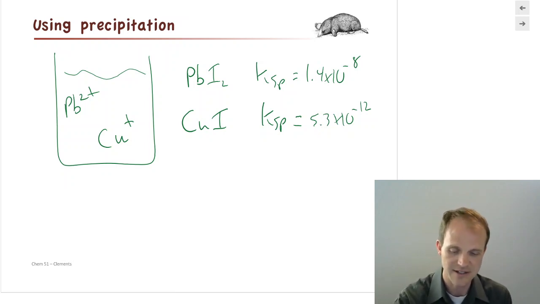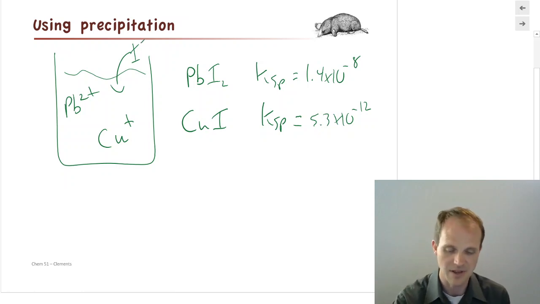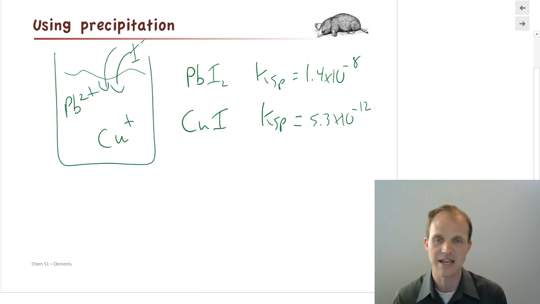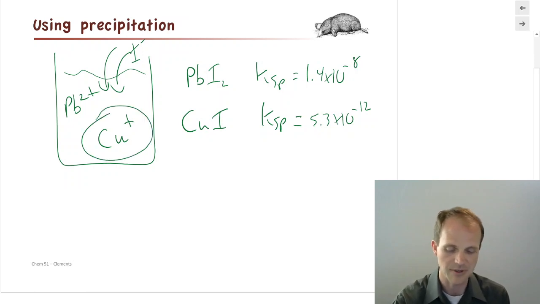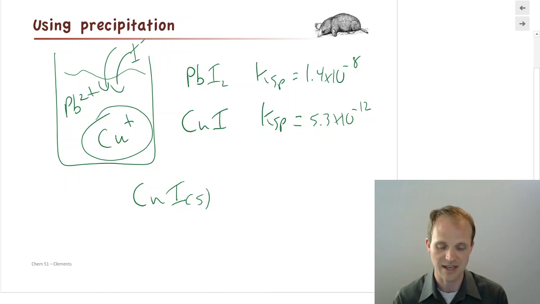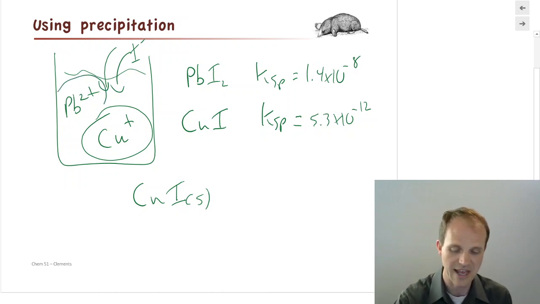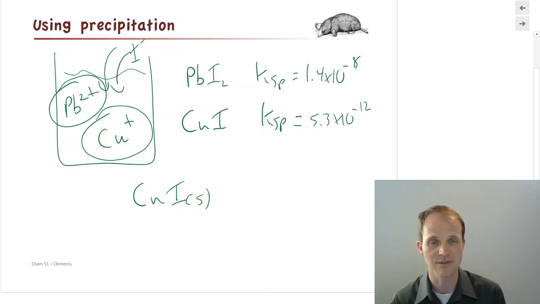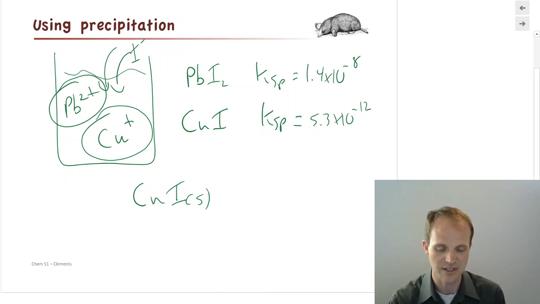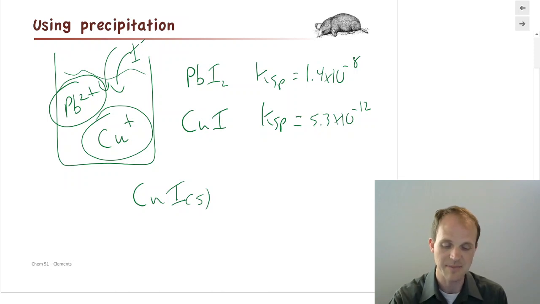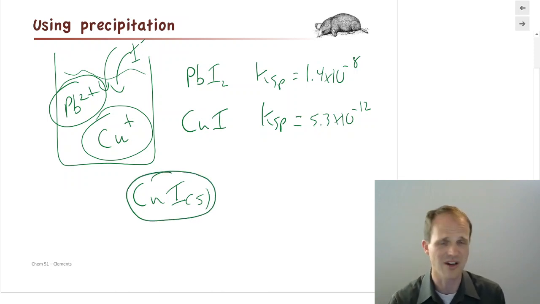So if I start to add iodide in here, obviously when I add a tiny, tiny bit, nothing happens. But as I add a little bit more, what's going to happen first? The copper is going to start making my solid copper iodide. And it turns out I can add quite a lot of iodide before any lead is going to try to come out of solution. And so I actually can keep adding iodide until almost all of the copper has been taken out of that solution. And now I just have a solution of lead.